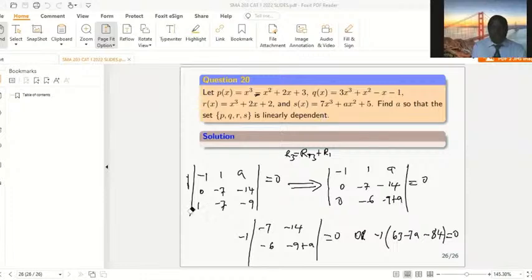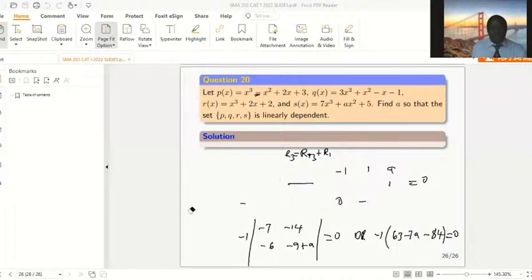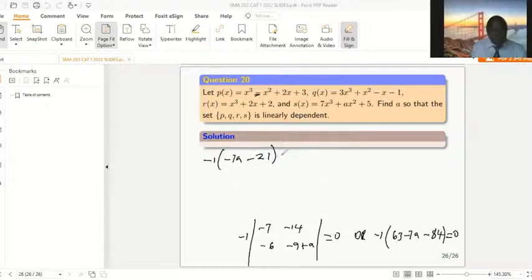So let's now create some space and do the final bit of this question. What I have is -1 into, inside the brackets, -7a, -21. This is equal to 0. So when I divide by -1 both sides, I will have 7a plus 21 is 0. That means that a will be -3. So that is what the question wanted.